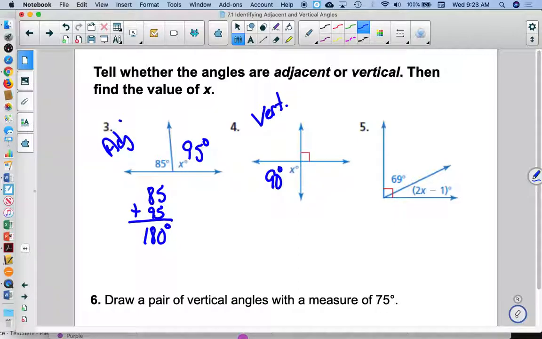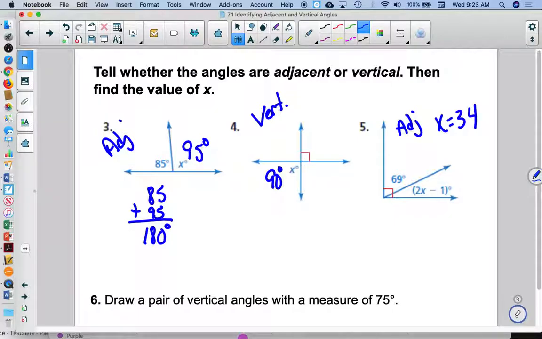What about number 5? Are they vertical or adjacent? And find the value of x, because that's what it asks for. Alice? Adjacent. Adjacent, yeah. Okay. 34 degrees. X equals 34.